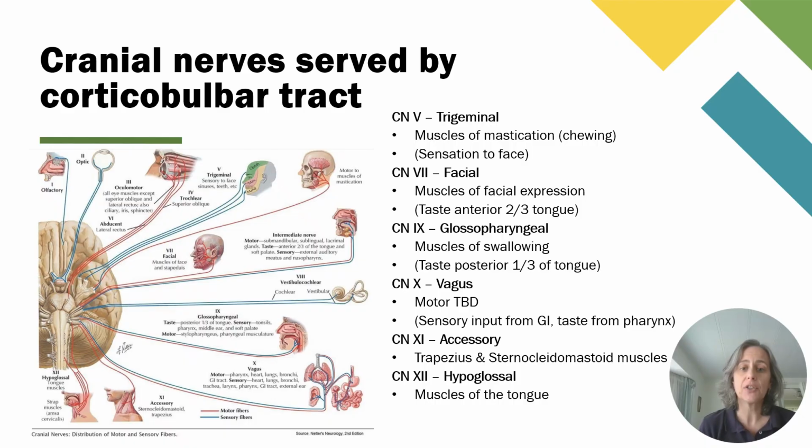Cranial nerve 9, glossopharyngeal, is important for the muscles of swallowing. That's that pharyngeal component of that nerve. The glosso, which refers to the tongue, is the taste from the posterior 1/3 of the tongue.